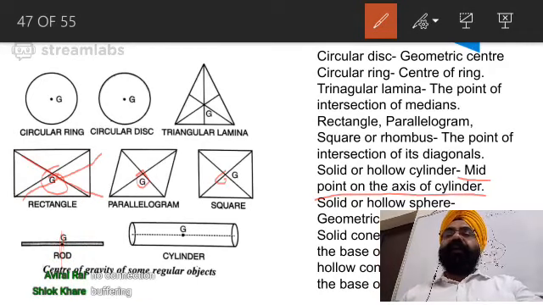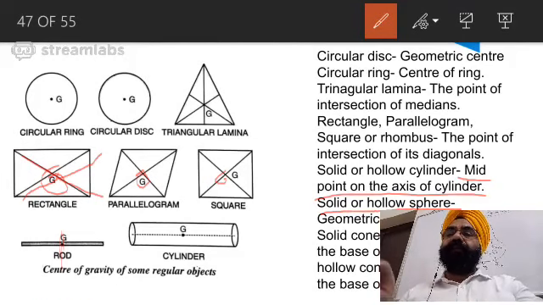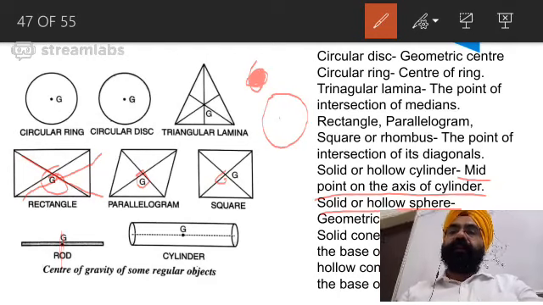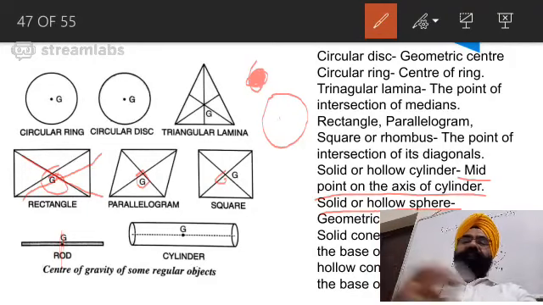Whether it is solid or hollow, it is at that point. If it is solid, then it is in the material. If it is a hollow cylinder, then it is in the air. In both cases it is on the midpoint. And if it is a solid or a hollow sphere, in both these cases again, the geometric center will be the point where the center of gravity will lie.